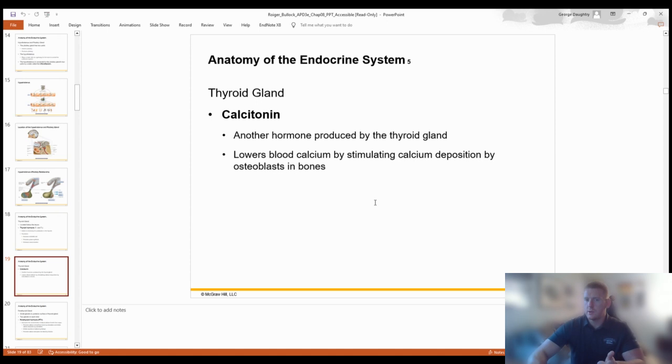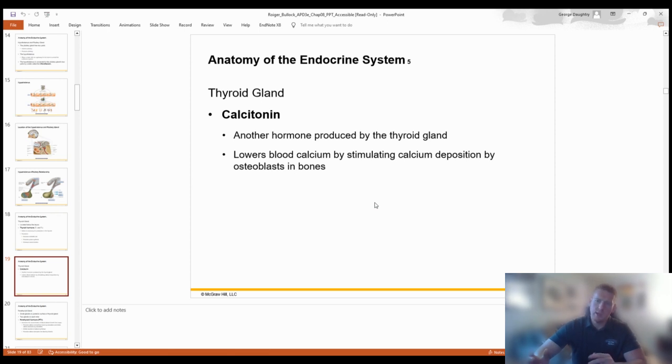What else does the thyroid gland produce? It also produces calcitonin. So calcitonin, that should be a pretty easy one because the function of calcitonin is kind of in the name. It's responsible for lowering the calcium that is in the blood. Calcitonin removes some of that calcium. So remember, calcium, calcitonin, it's in the name a good bit, right? So lowering blood calcium by stimulating calcium deposition by osteoblasts in the bone, right?